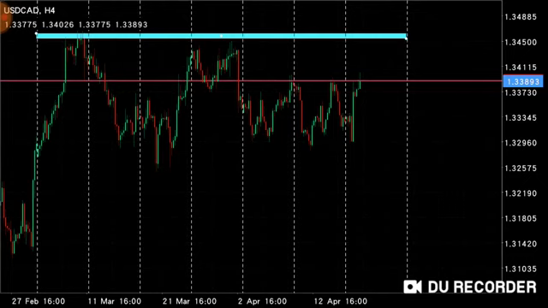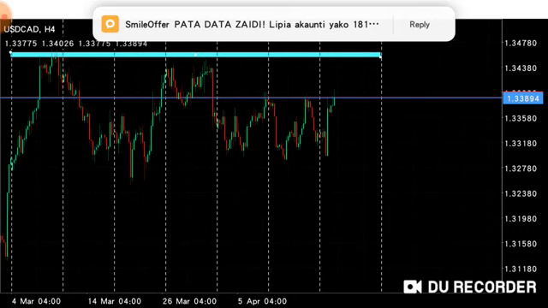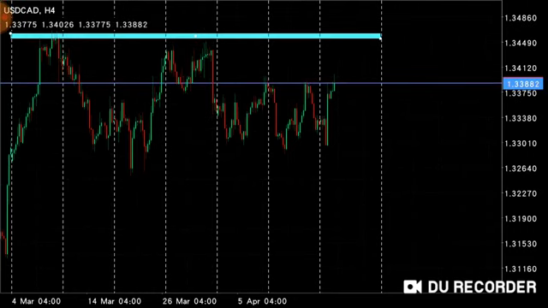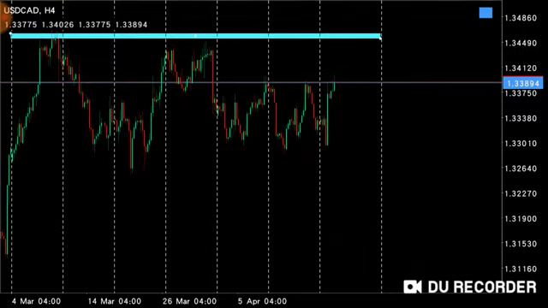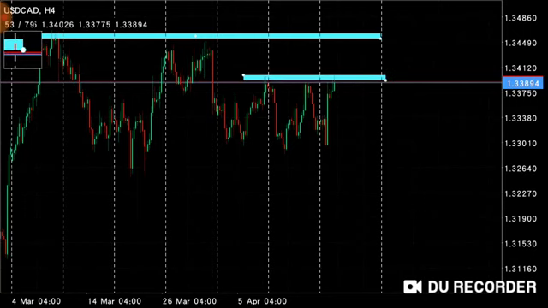Kwa hiyo nitaangalia tena kuna level gani nyingine ambayo price ilikuwa tested zaidi ya mara 2. Okay, nita notice kuna sehemu naenda kuimark na zone yangu tena sasa hivi. There's a small zone at this area where price is facing a lot of rejection hapa. This zone over here was tested 2 times, na price ikashuka chini, ikashuka tena chini. So upper areas nadhani zimeisha.